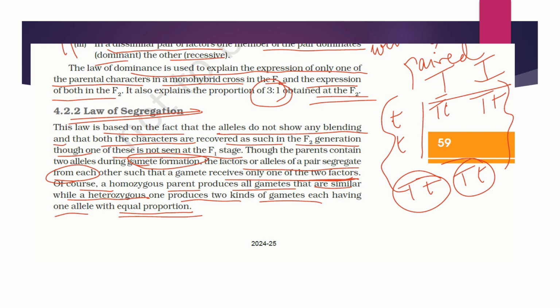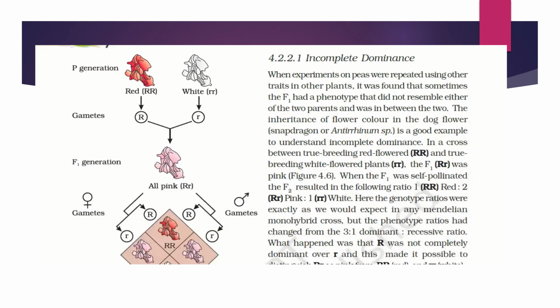Now we will move on to some variation from these laws of inheritance, the law of dominance and the law of segregation. So let us see what that is. Now, in this, we start with incomplete dominance. So, what is it? When experiments on peas were being repeated using the traits in other plants, it was found that sometimes F1 had a phenotype that did not resemble either of the 2 parents, but was in between the 2. The inheritance of flower color in dog flower or snapdragon is a very good example.